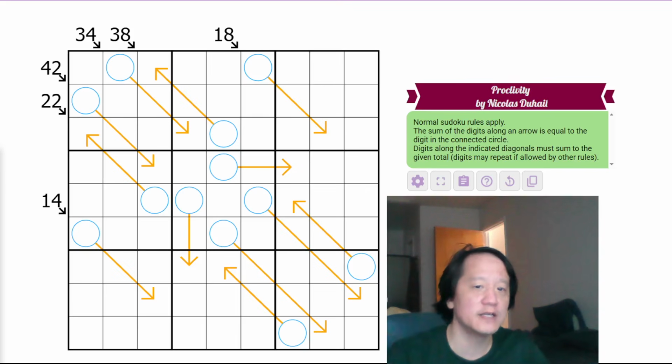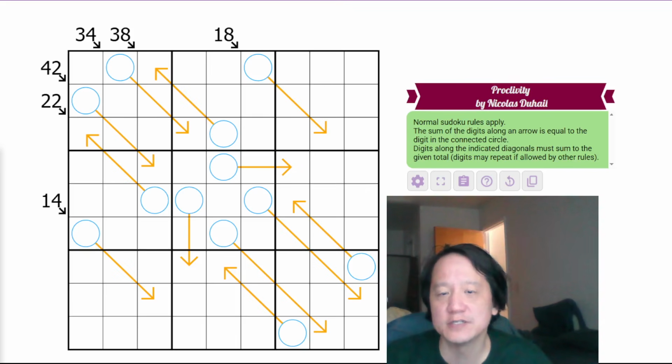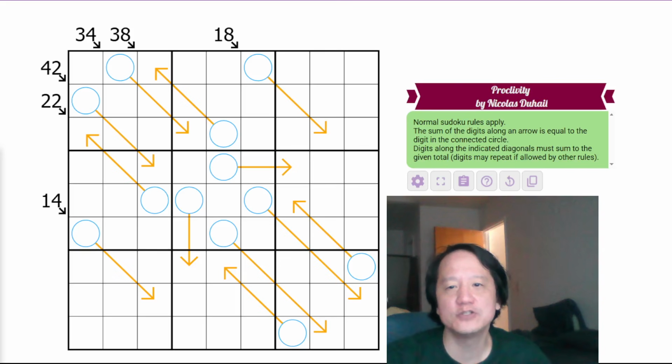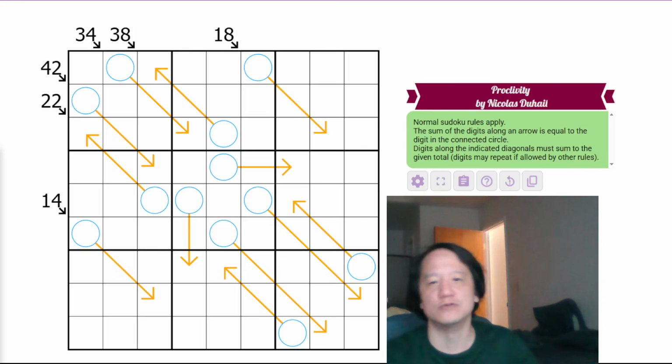And take that easiness with a grain of salt, because it's considered easy by the people on the Logic Masters Germany forum, and there's a lot of really smart people there. Today's puzzle is called Proclivity by Nicholas Duhale, and here are the rules.